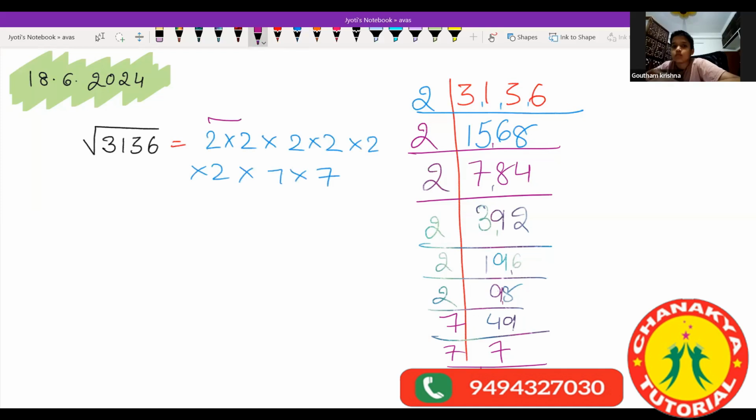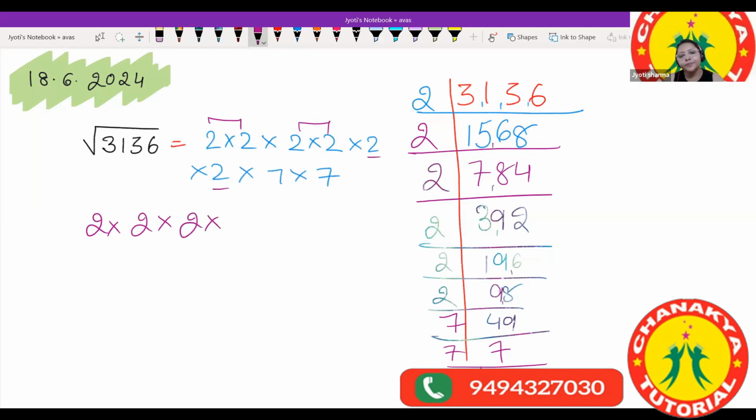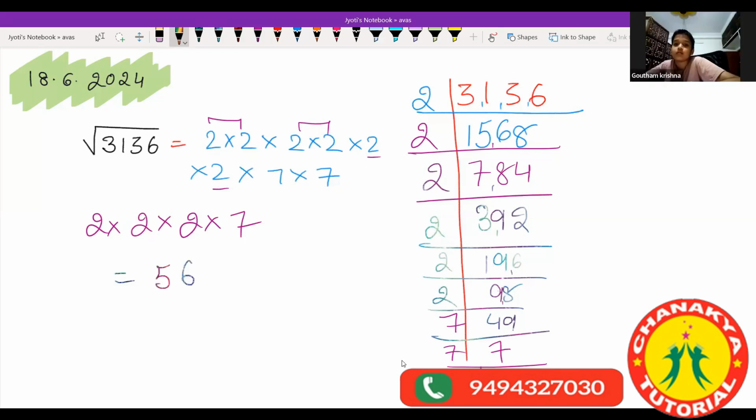From this pair, one number, from this pair also one number, and then 7. What's the answer? 2 twos are 4, 4 twos are 8, 8 sevens are 56. That's your answer. Is it clear, kids?